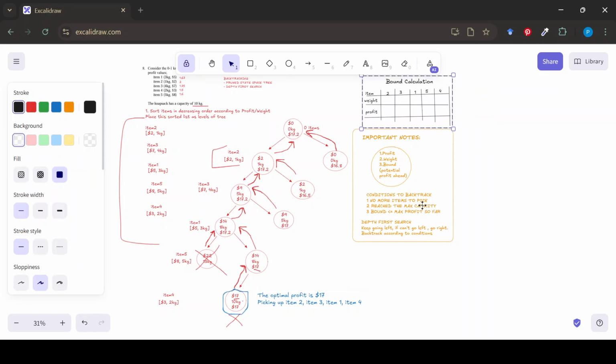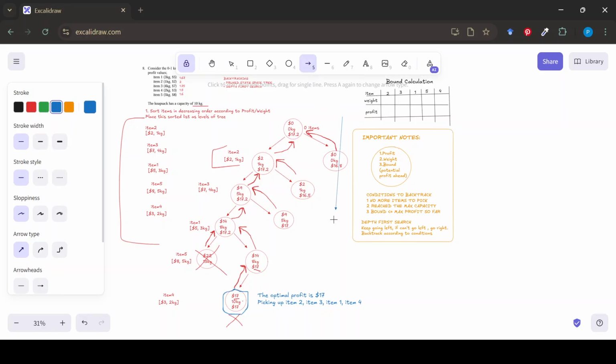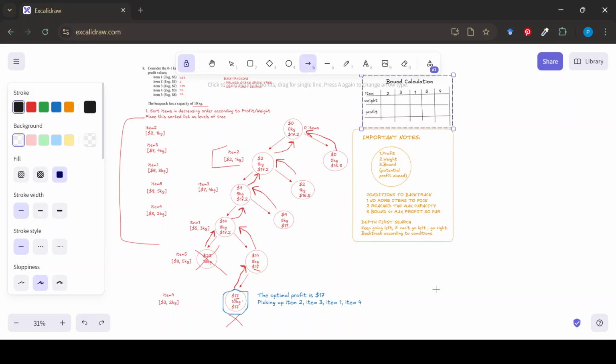The conditions for backtracking are there are no more items to pick, you have reached the maximum capacity, and your bound is less than or equal to the maximum profit found so far. And for backtracking, you need to do depth first search. Okay, that means you are going down the tree, depth, down the tree.